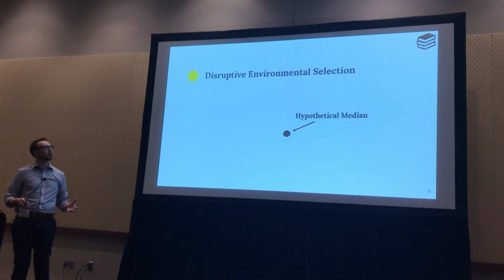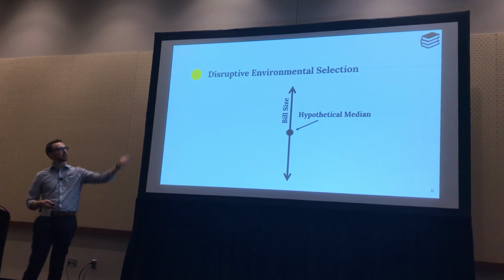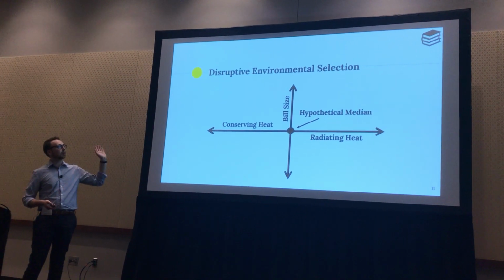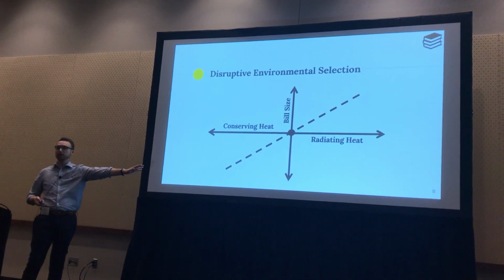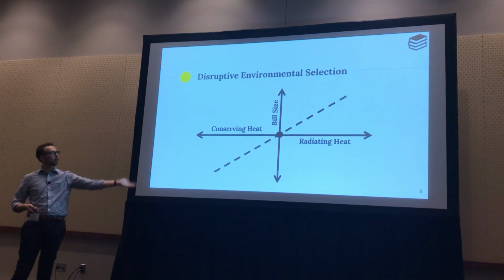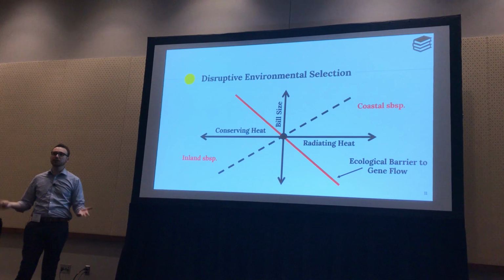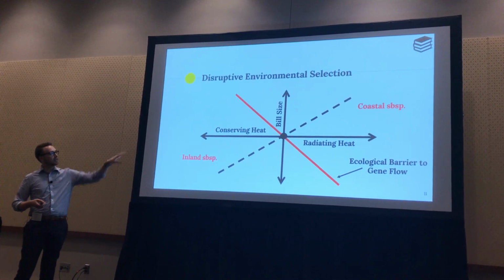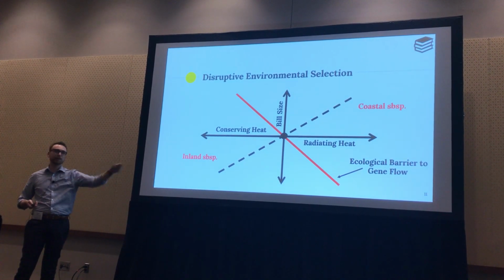So just to summarize all the prior work that's been done proving the selection between these two systems, you could imagine you have bill size variation in the song sparrow in eastern North America, and then you could plot your ability to conserve heat as diametrically opposed to your ability to radiate heat, and you would get a function kind of like this, right, where if you have a really big beak, you're really good at radiating heat, and if you have a really small beak, you're really good at conserving heat. And so it just creates this sort of ecological barrier to gene flow between these two subspecies, despite the fact that they abut each other. You want to be on this side of the line if you're in an inland habitat, but in coastal habitat, you want to be on the other side of the line.